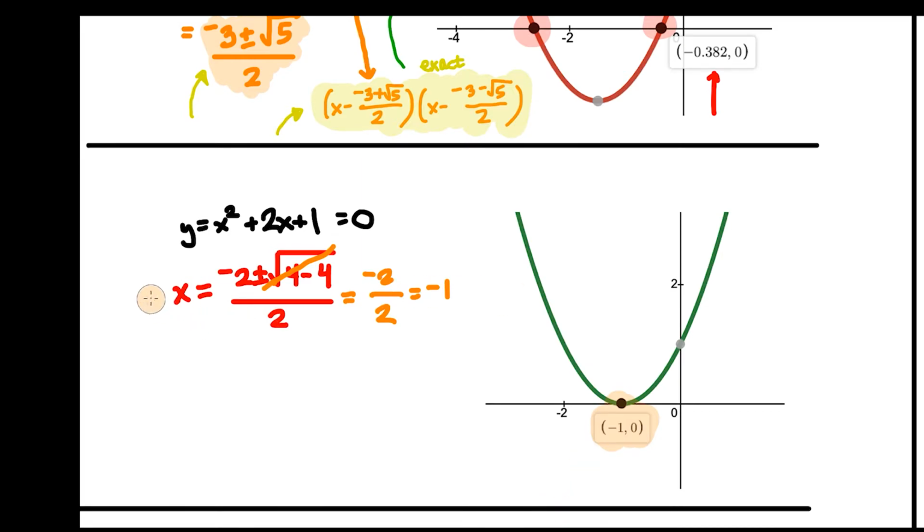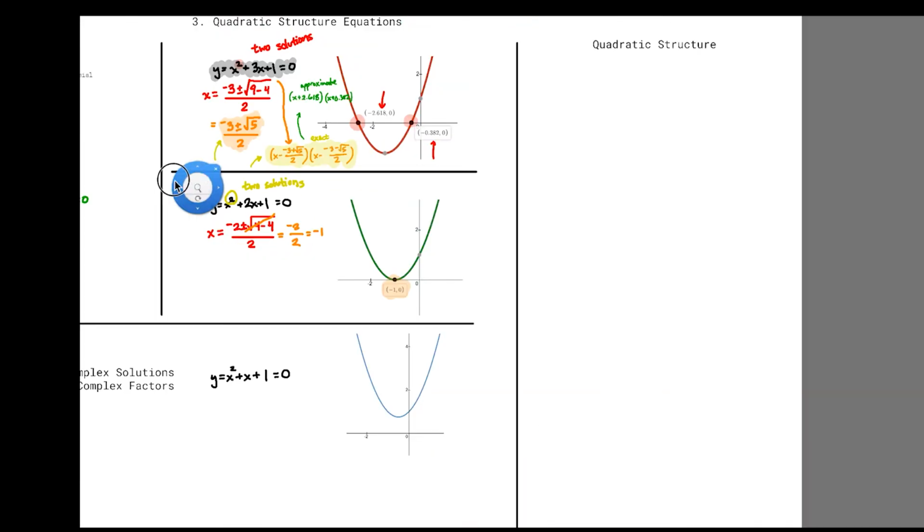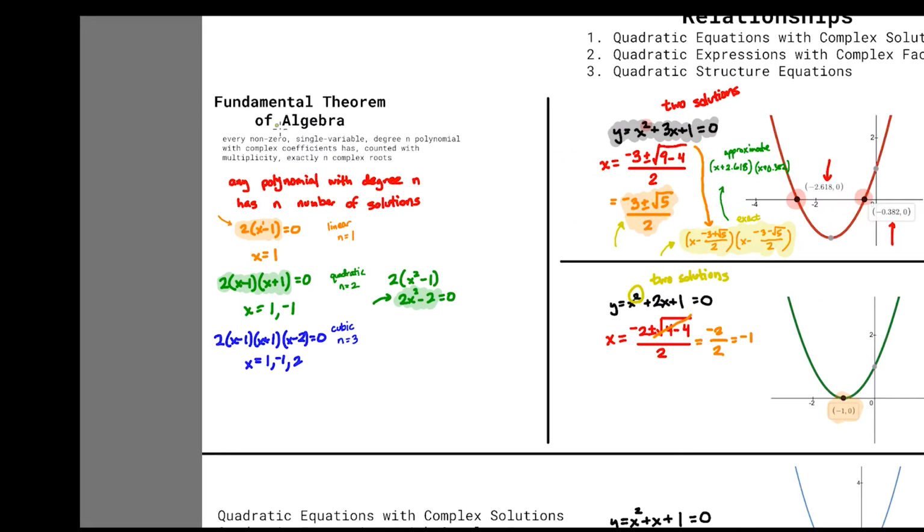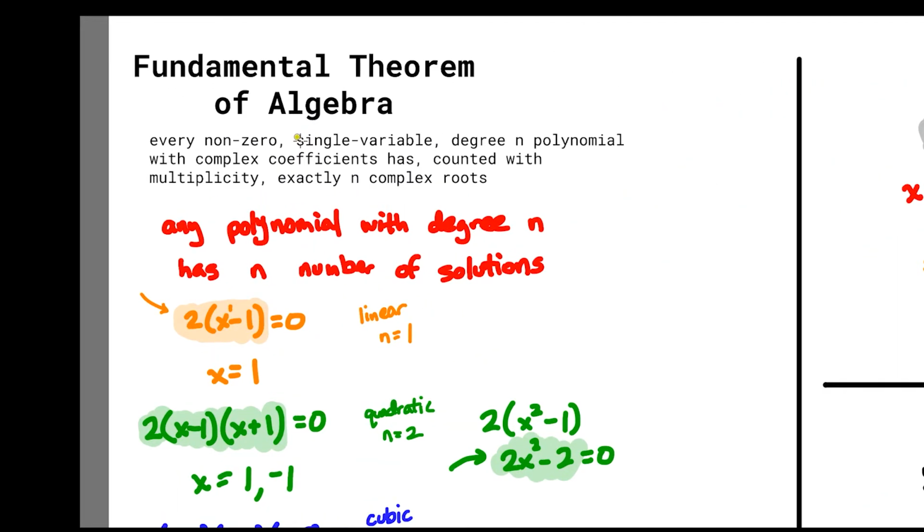Okay, but if you remember, based on the fundamental theorem of algebra, we're supposed to have 2 solutions, because right here it says the degree is 2, so that means there should be 2 solutions. This is where we go into the idea of multiplicity. And if you remember the original definition that we have here, the overly worded one, it says right here, counted with multiplicity.